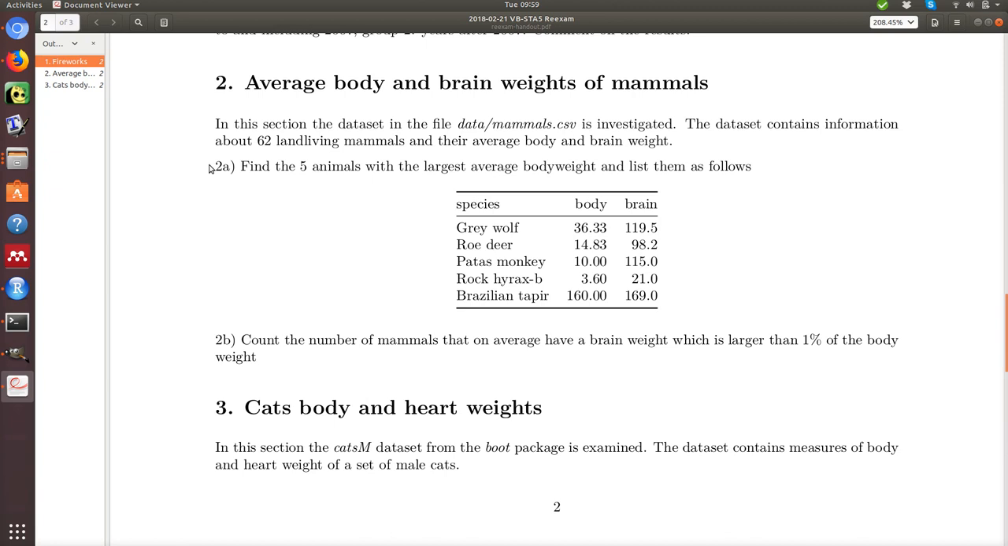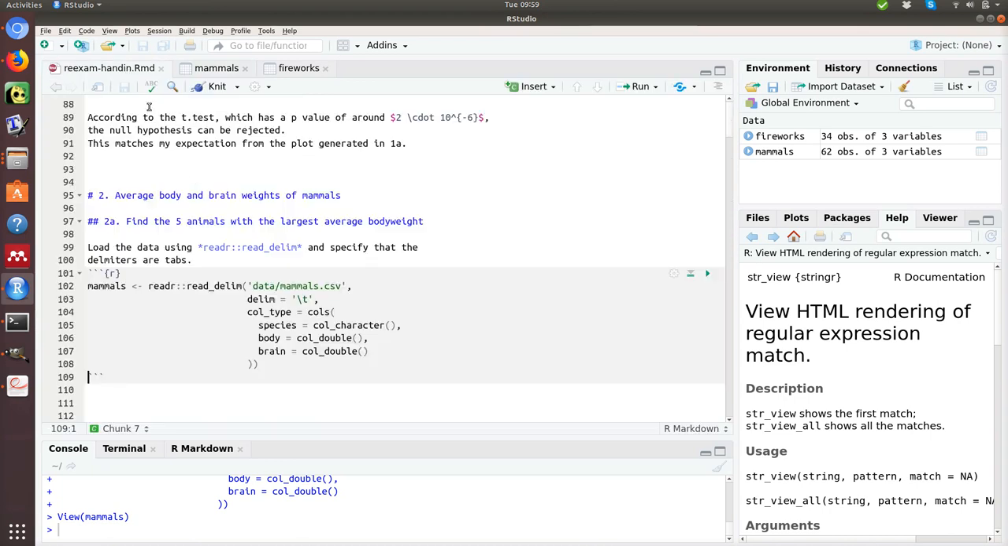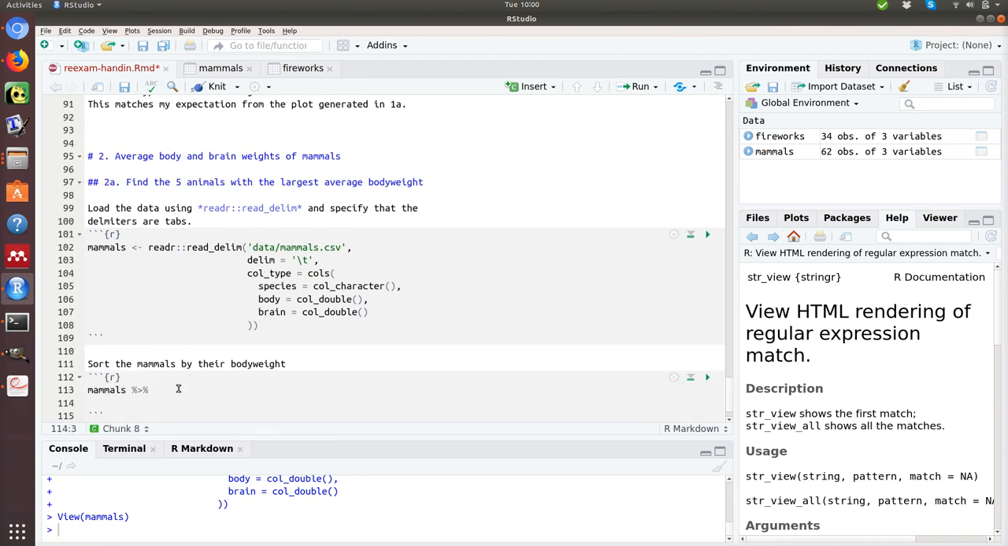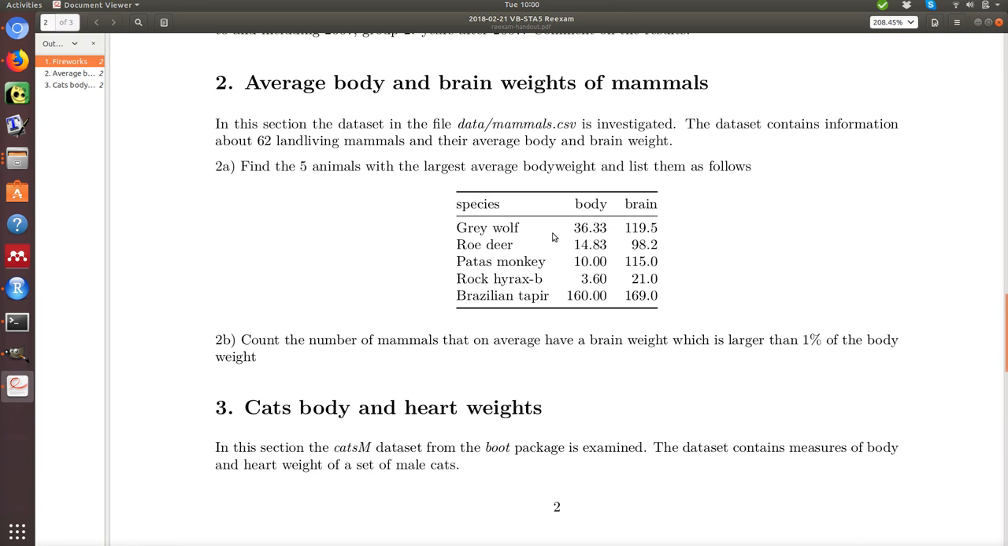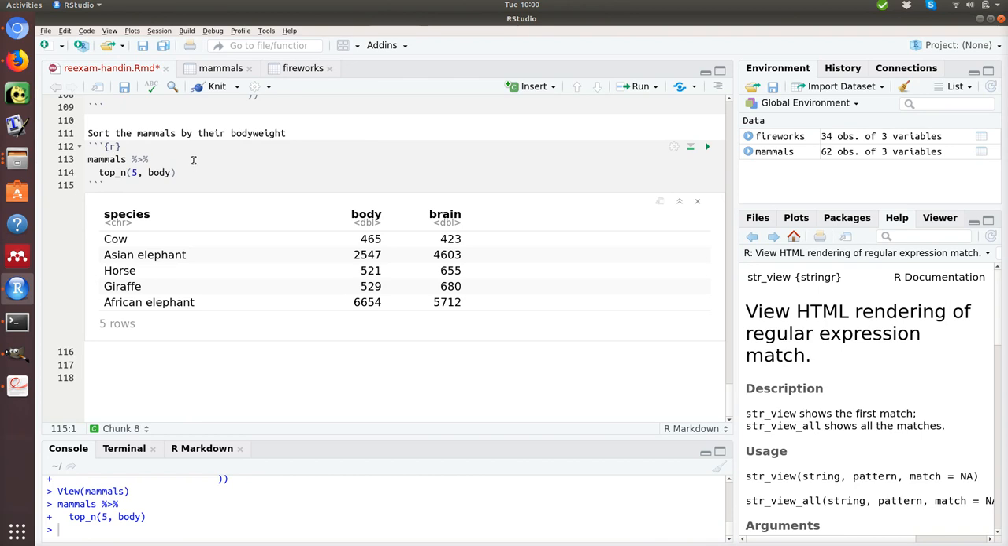Okay. For 2A, we should find the five animals with the largest average body weight. If we haven't done that, okay, we already have the data. Sort the mammals by their body weight. We should find the five largest or heaviest animals according to their body weight. And let's see if we get something similar to what we have here. This is of course not the real output, but the output should be specified like this. And I also want to sort it according to the body weight.